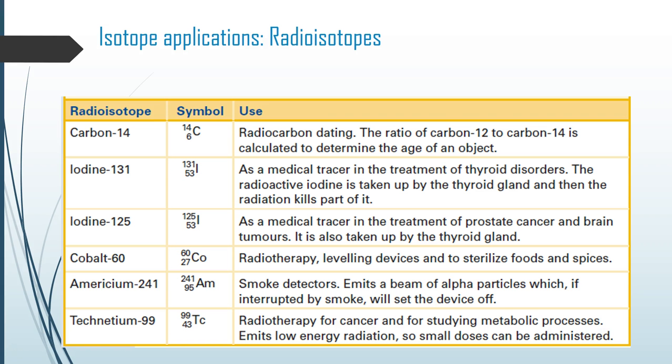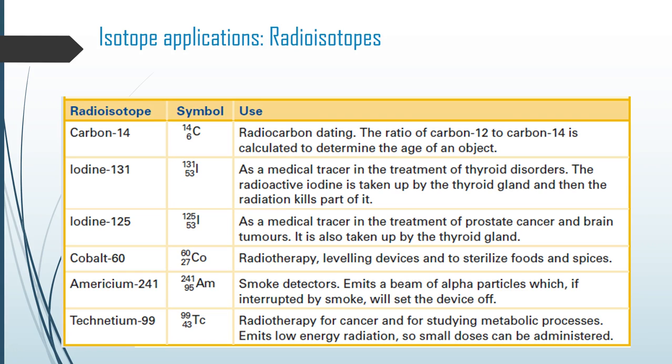It is worth being familiar with a couple of radioisotopes. These are isotopes that give off radiation as they decay, of different types, and we often use them for medical purposes. Carbon-14 we use for radiocarbon dating. Iodine-131 we use for medical imaging, same with iodine-125. Thyroid mostly for 131, and prostate and brain tumours for 125, also because it's taken up by the thyroid gland.